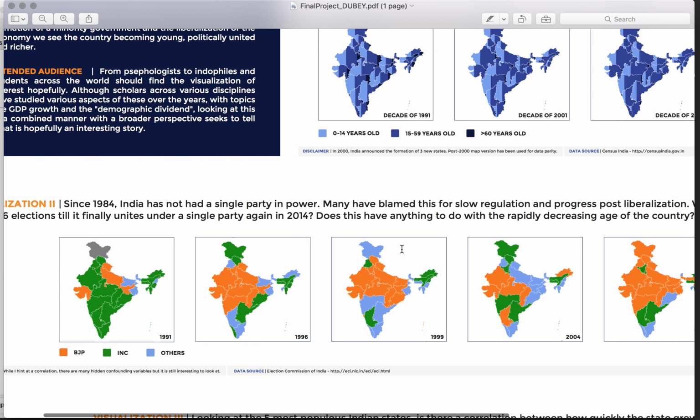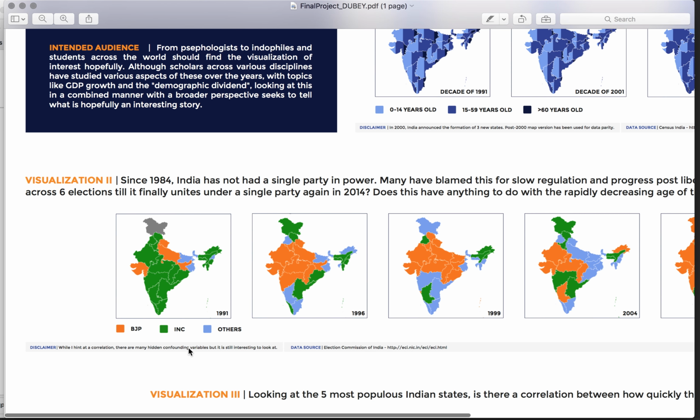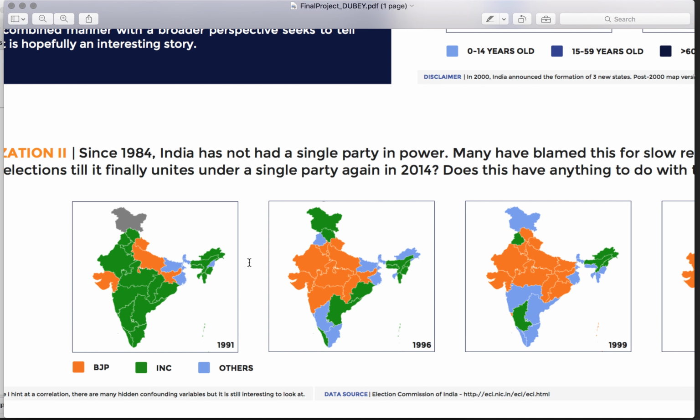So as the country became younger, we actually see that the political intent of the people becomes more united rather than divisive. Of course, this is complete correlation, and as the disclaimer says here, there are many hidden confounding variables such as increase in GDP, increase in literacy, and there could be a whole bunch of things. So let's start with 1991.